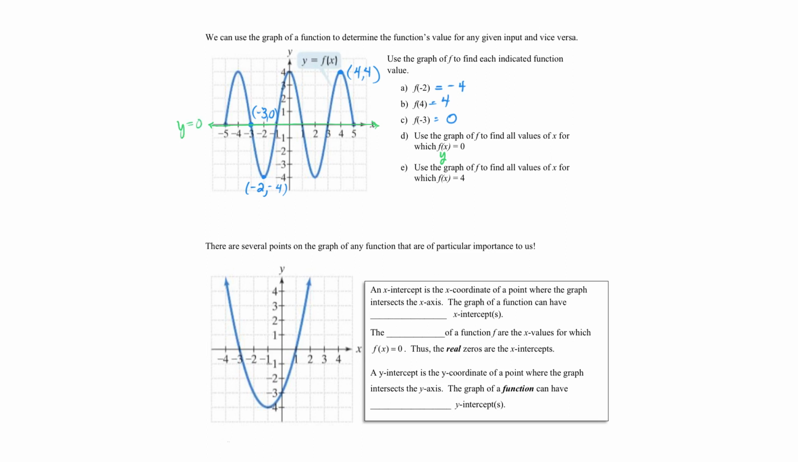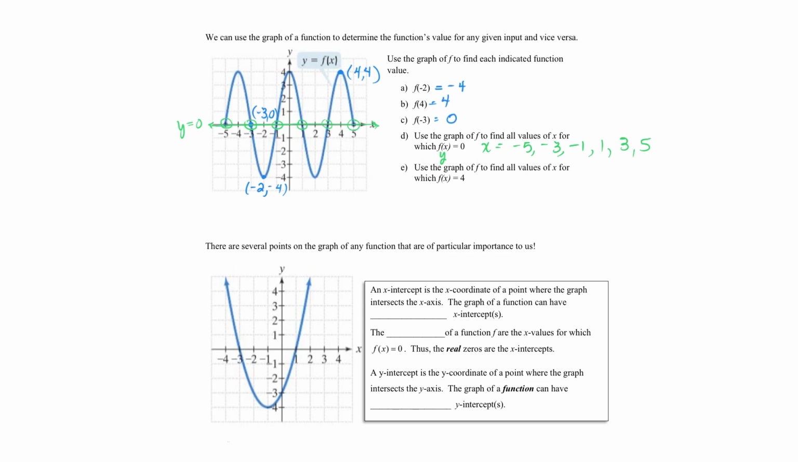So what x values give me a y of 0? Well, here's one. Negative 5, 0. Negative 3, 0. Negative 1, 0. 1, 0. 3, 0. And 5, 0. So there are, in fact, 1, 2, 3, 4, 5, 6 values of x that give me a y value of 0. So all the values of x include negative 5, negative 3, negative 1, 1, 3, and 5.